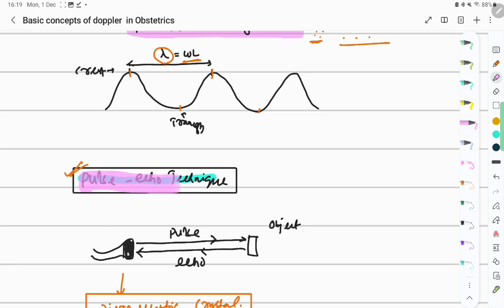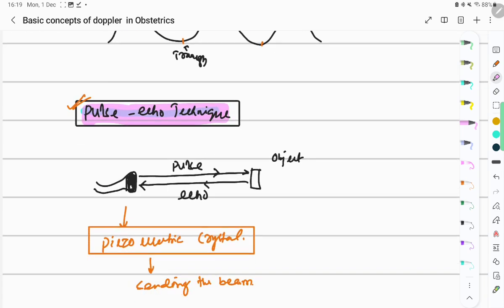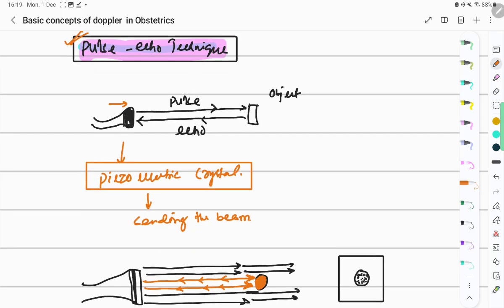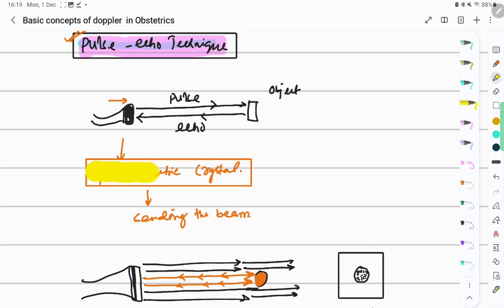Now, in the ultrasound probe there is a piezoelectric crystal. This crystal basically sends the ultrasound wave or beam to the object.